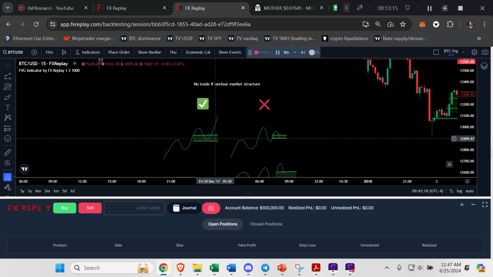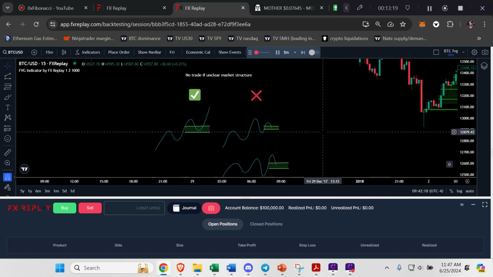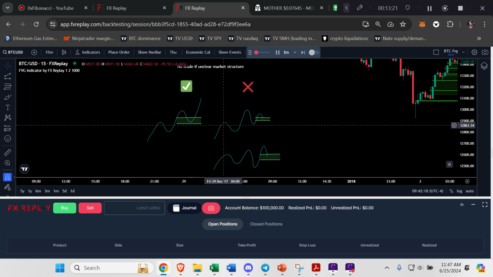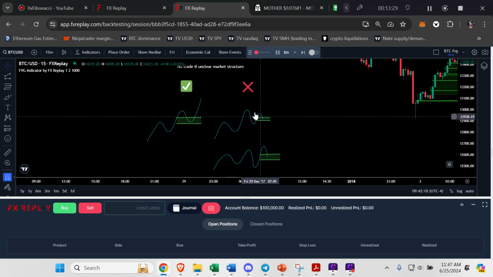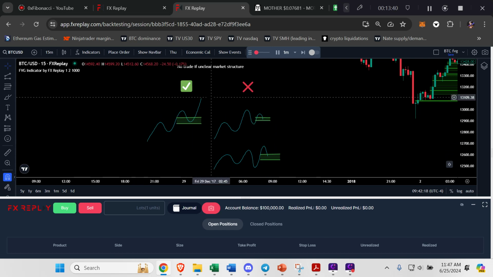So we're coming back into a fair value gap with a very clear market structure. Contrast that to a couple other examples where maybe we have a nice higher high, higher low, higher high, higher low, but we have a lower high here. And so it kind of is breaking our clear market structure. So if there was a fair value gap below this, I wouldn't take this trade just because it's not the consistent and clear market structure.